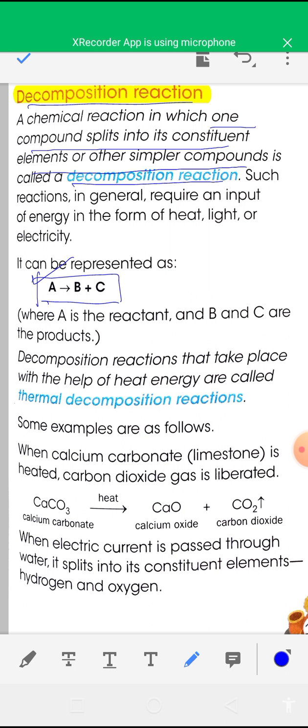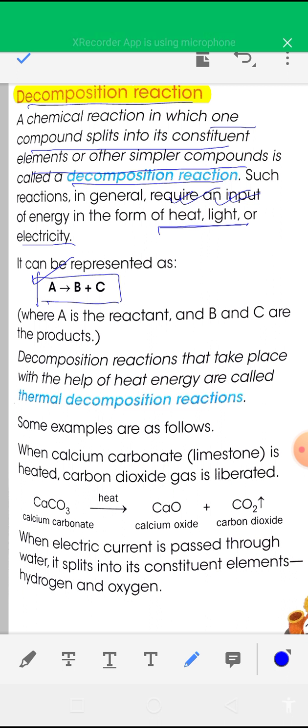Such reactions in general require an input of energy. You have to supply some energy from an external source. For this decomposition reaction, an external energy source is required, in the form of heat, light, or electricity. In some chemical reactions, energy is supplied in terms of heat. In some chemical reactions, energy is supplied in terms of light.